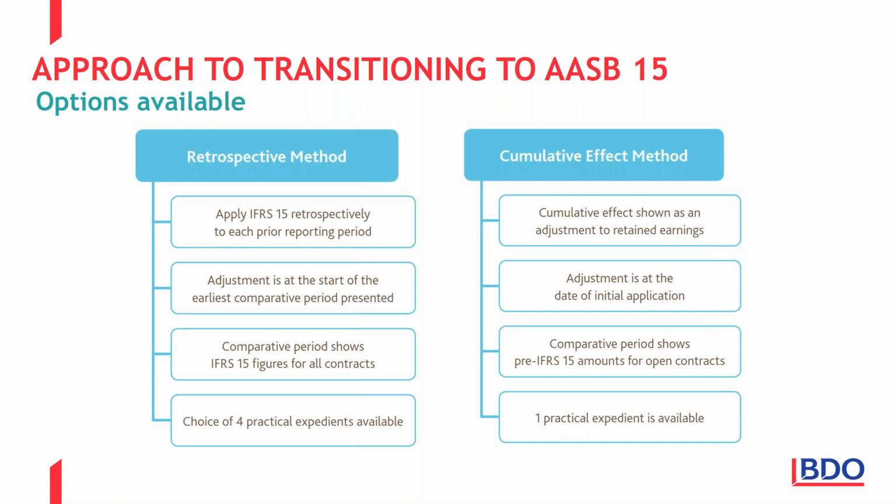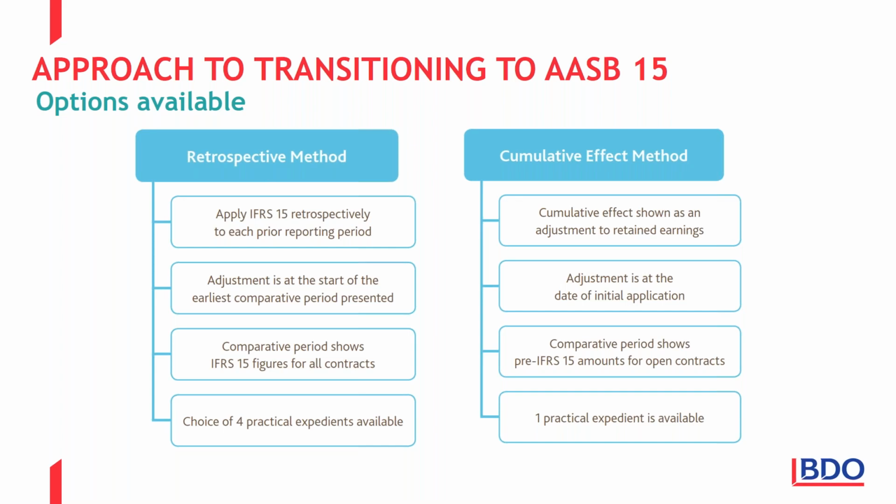And you've got a choice to use for practical expedience, and that is just to make the calculations a bit easier if you do the full retrospective disclosure approach. If you look at the cumulative effect method, which is a disclosure alternative, your cumulative effect is shown as an adjustment to retained earnings on the date of initial application. So in my example, 1 July 2019. So the adjustment is at 1 July 2019.